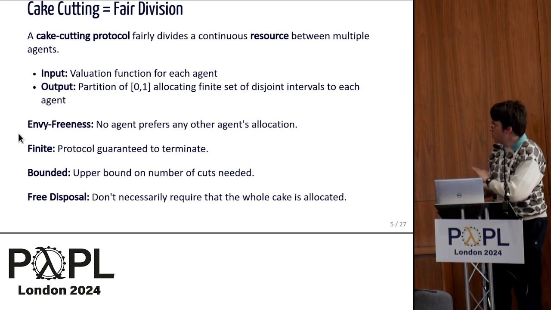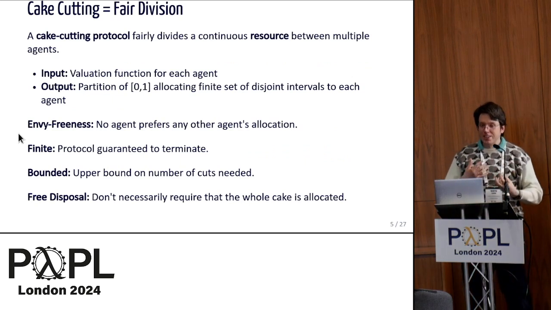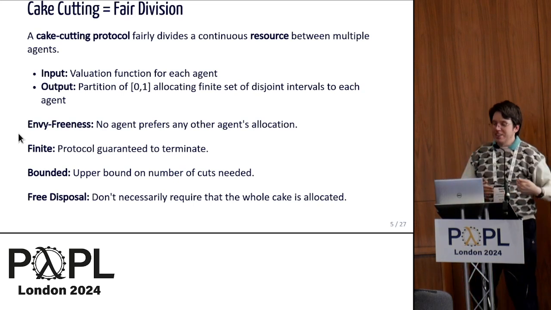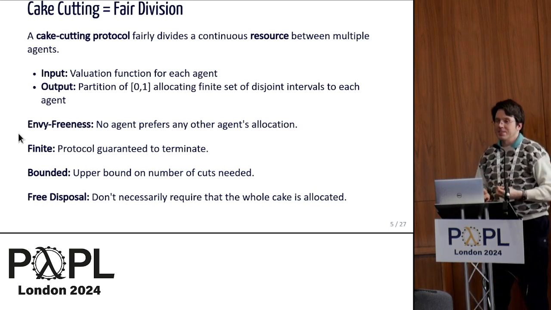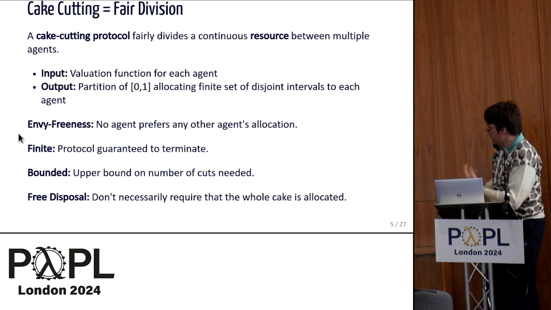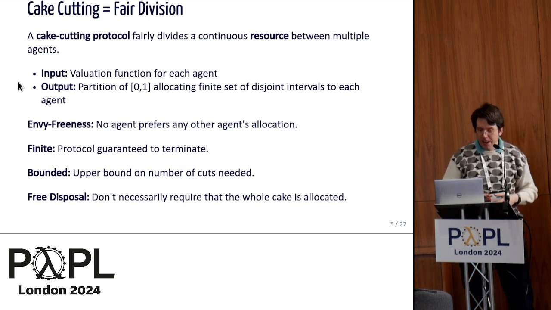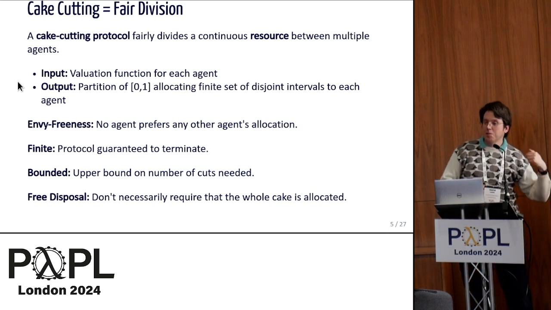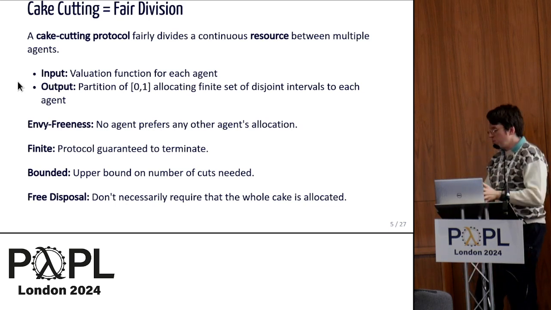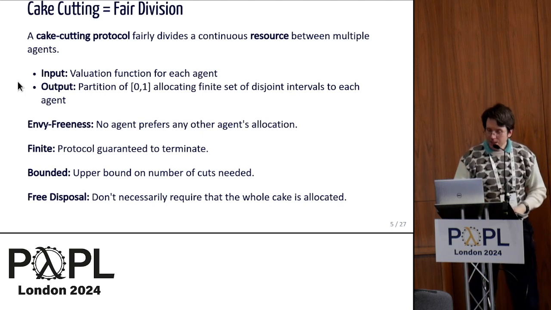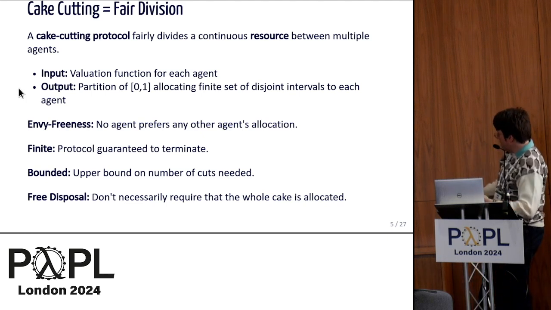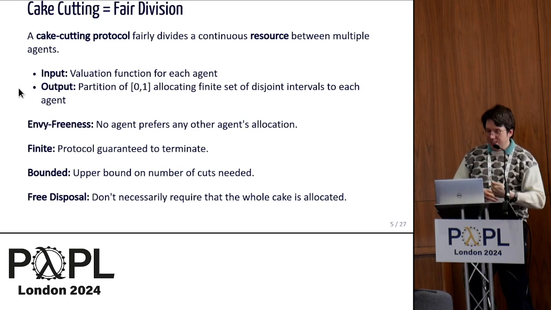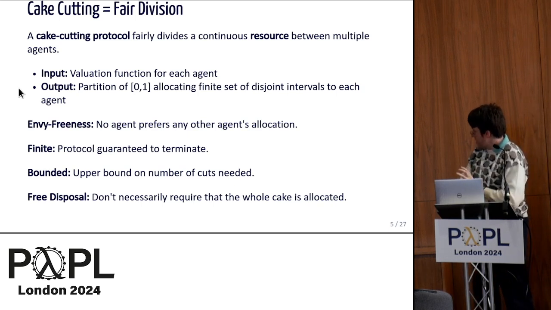Okay, so I've talked about cutting cake, but in the literature on economics, mathematics, and so on, the cake could in fact be any kind of continuous resource that can be split between multiple agents. So it could be land, or it could be advertising space, or something like that. And when we have a cake cutting protocol, the input to the protocol is going to be a valuation function for each agent that says, for that agent, what's the value of a particular region of the cake. And the output is going to be a partition of the cake, this interval 0, 1, into a finite set of disjoint intervals that are allocated to each agent.